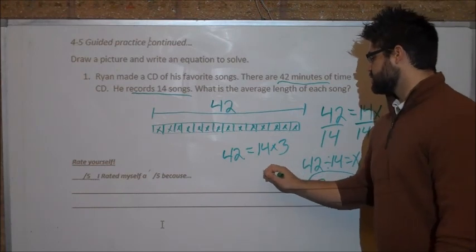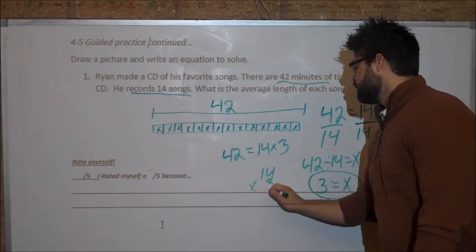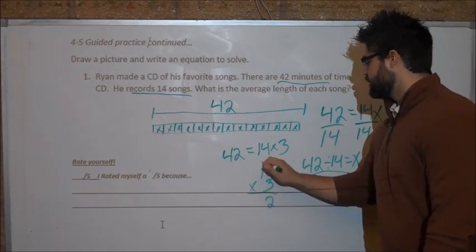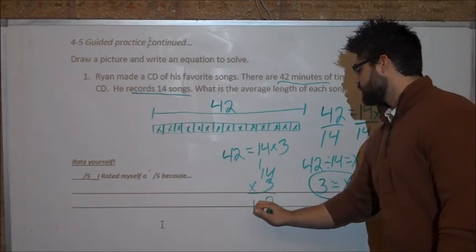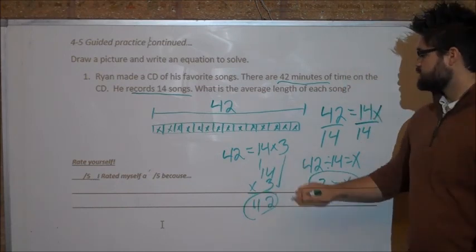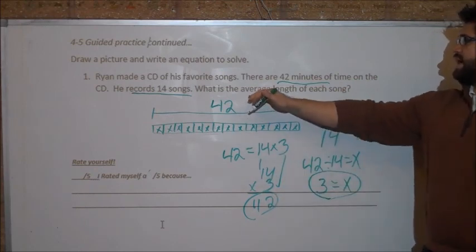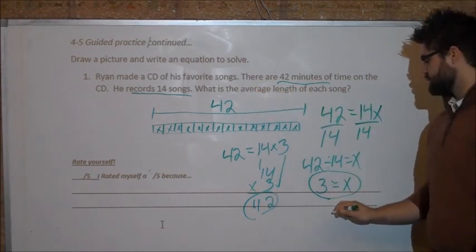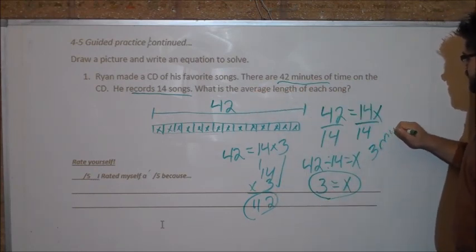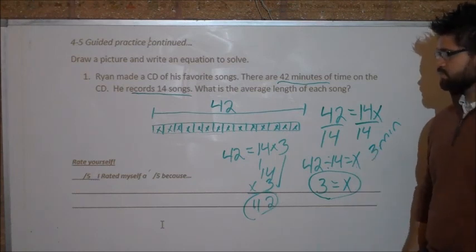And to check this, I could just set this up quickly. 14 times 3, 4 times 3 is 12. 1 times 3 is 3, plus 1 is 4. 42, so we checked out. So the average length of each song is 3 minutes.